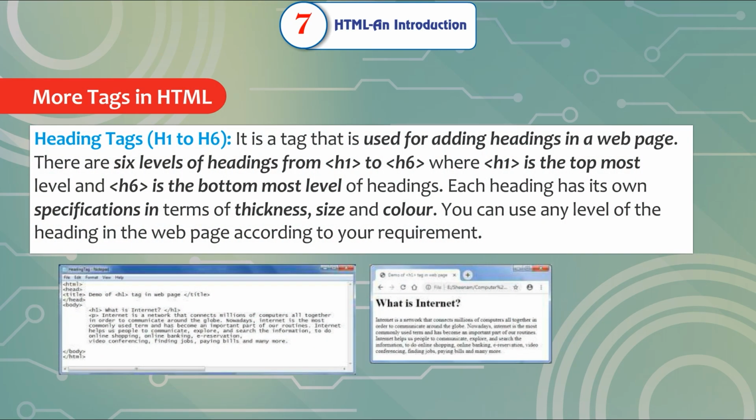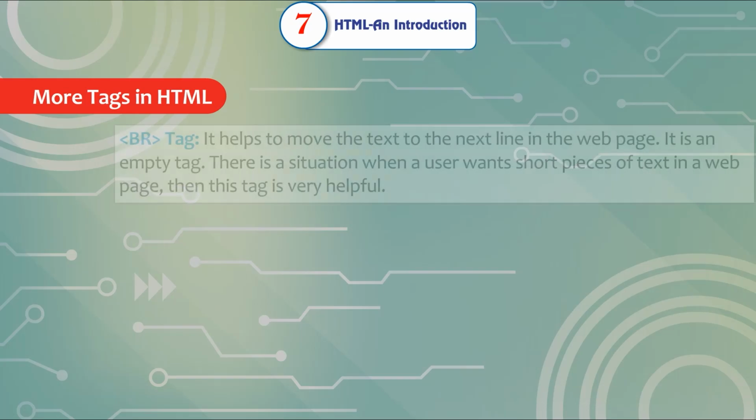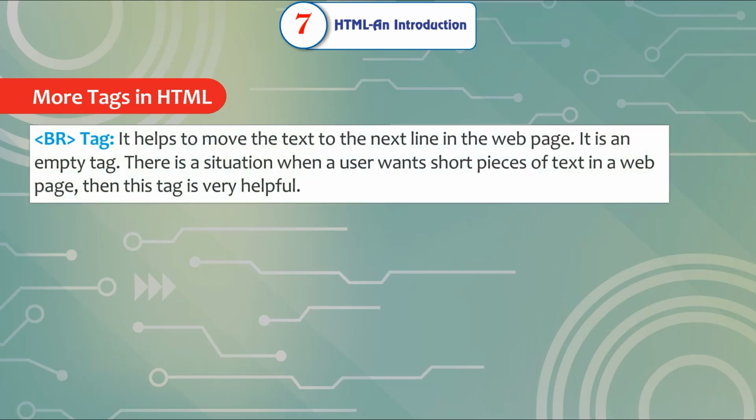Heading tags H1 to H6. It is a tag that is used for adding headings in a web page. There are 6 levels of headings from H1 to H6, where H1 is the topmost level and H6 is the bottommost level of headings. Each heading has its own specifications in terms of thickness, size, and color. You can use any level of the heading in the web page according to your requirement. Syntax: H1 heading /H1.